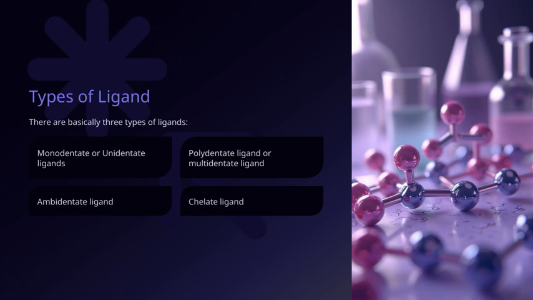Moving on, we have polydentate or multidentate ligands, which are capable of attaching to a metal center through multiple binding sites. This multidentate nature enhances the stability of the complex significantly. Next, there's the ambidentate ligand, which can bind to the metal through different atoms, giving it 2 possible modes of attachment. Finally, we have monodentate or unidentate ligands, which attach to the metal through a single atom or binding site. Understanding these types helps us grasp how different ligands influence the structure and stability of metal complexes.